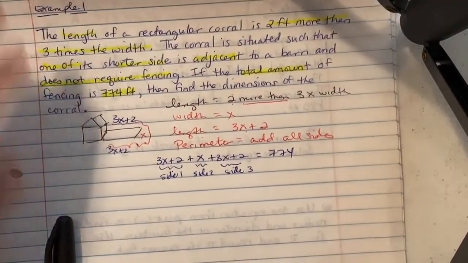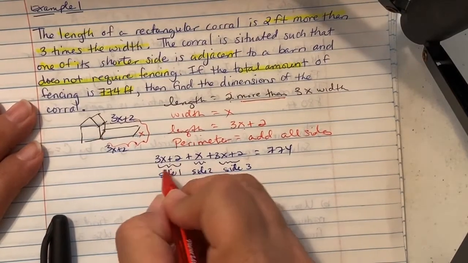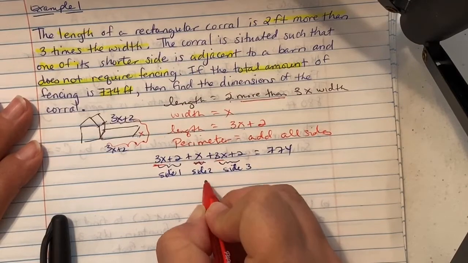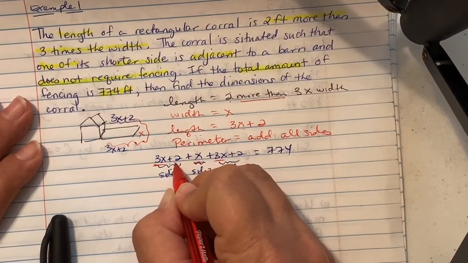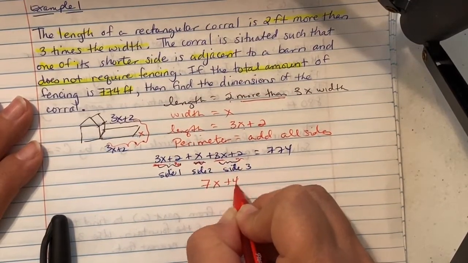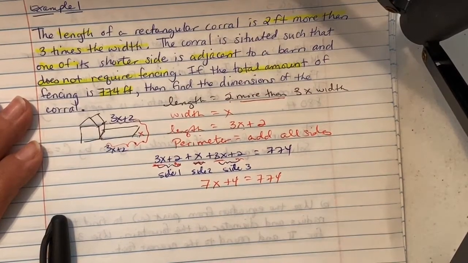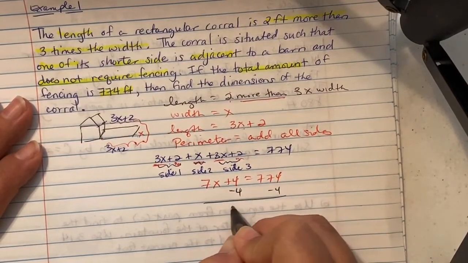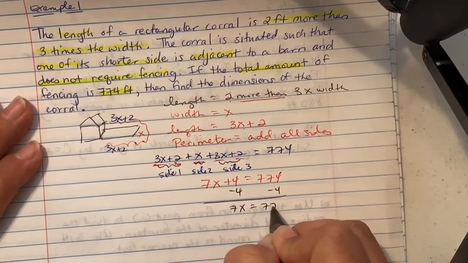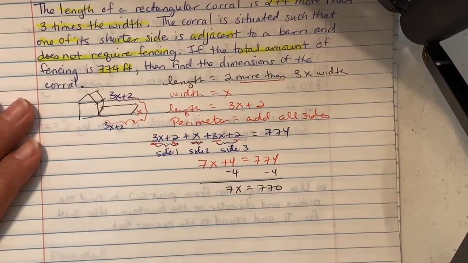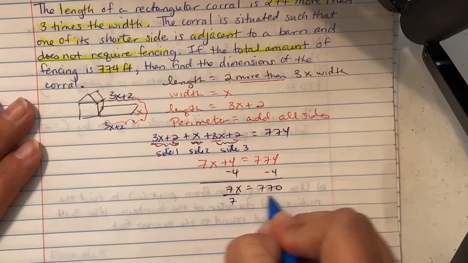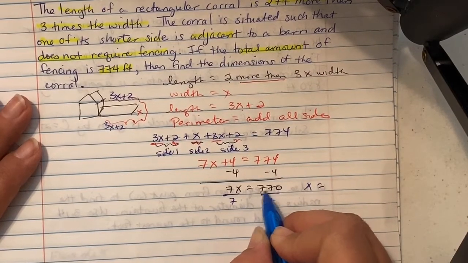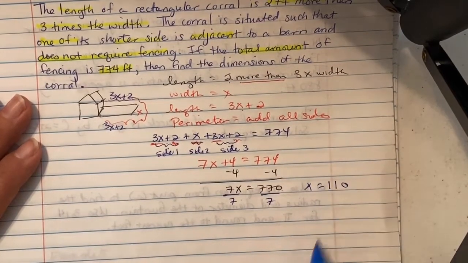So next rule, remember, combine your like terms. So I see 3x plus another x is 4, plus another 3 is 7x. 2 plus another 2 is 4, equaling your 774. We're going to solve for x. We're going to subtract 4 over, so you get 7x equals 770. Divide both sides by 7, so x equals, well, 7 goes into 7, 1, 0, so 110.